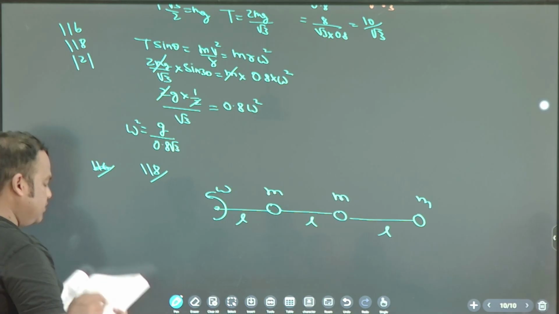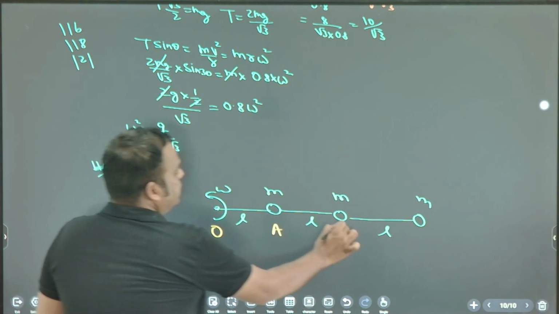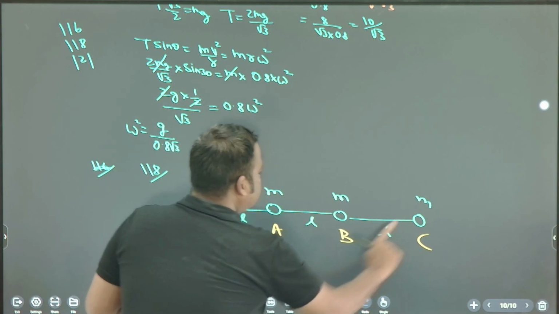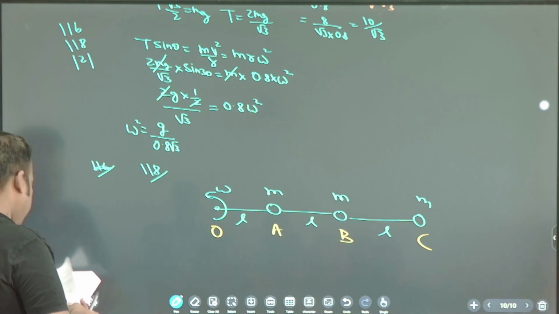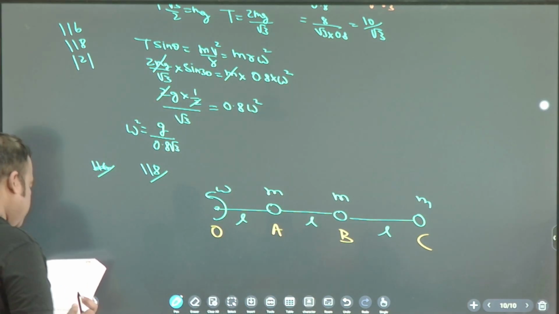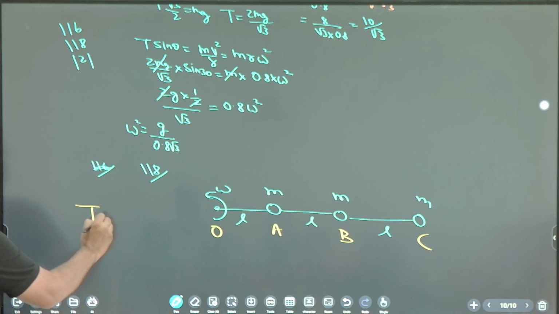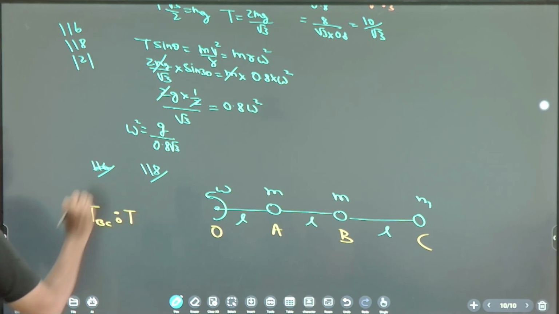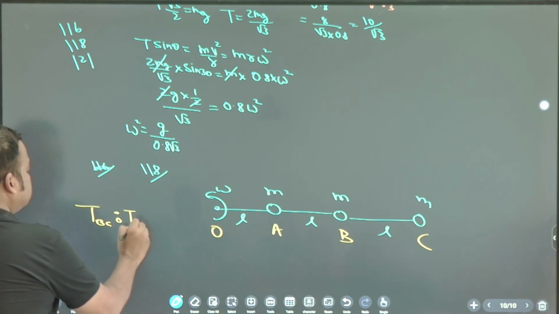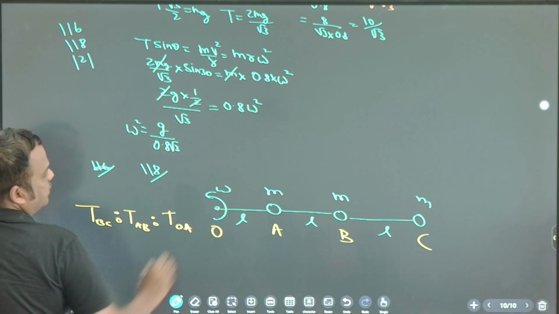So now what they are asking? Tension in BC. This is OABC. Tension in BC and tension in AB and tension in OA. This you have to find. Tension in BC is 2, tension AB is to tension OA.